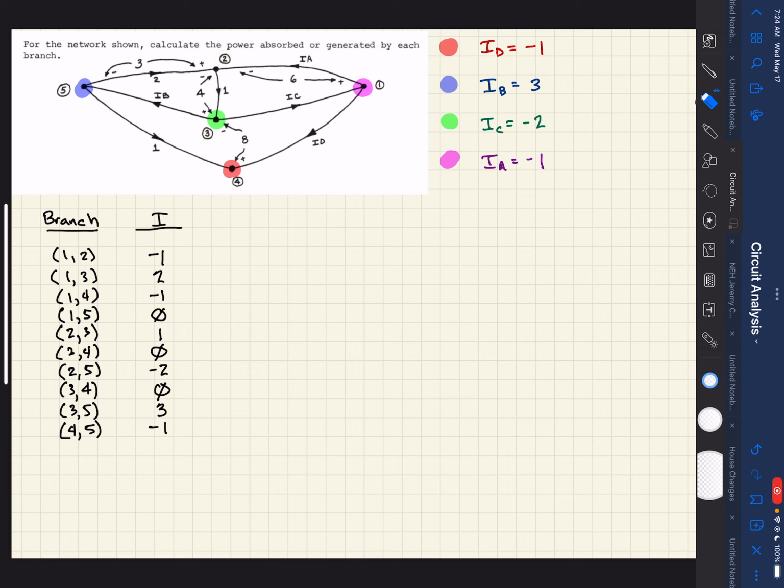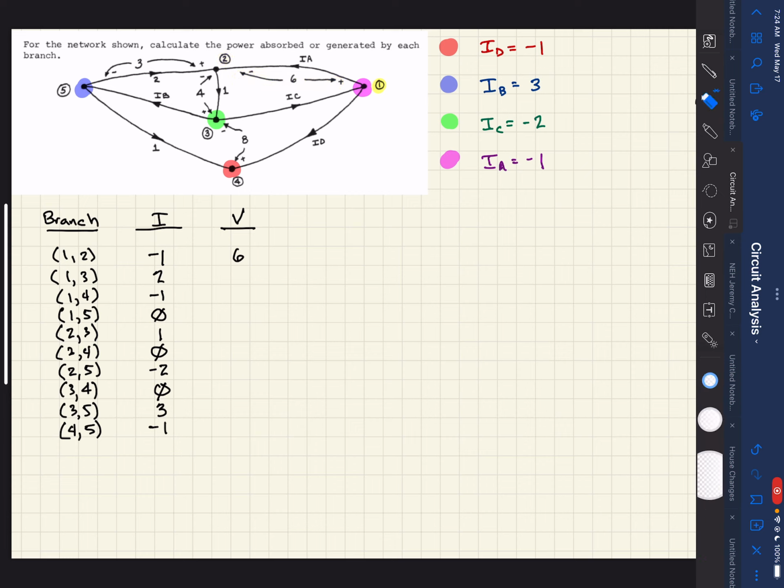Next, we need to look at voltage relationships between these nodes. So to do that, we want to create another column for voltage. So first we want to look at between 1 and 2, so between these two nodes, and we see right away that that's 6 volts between those two, right there, so we take care of that.